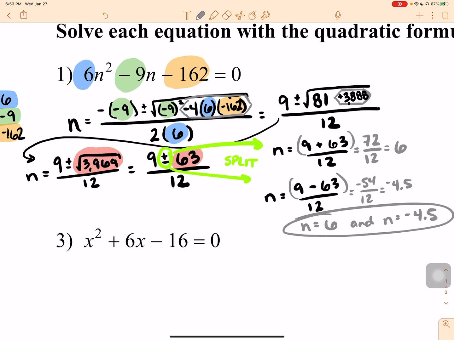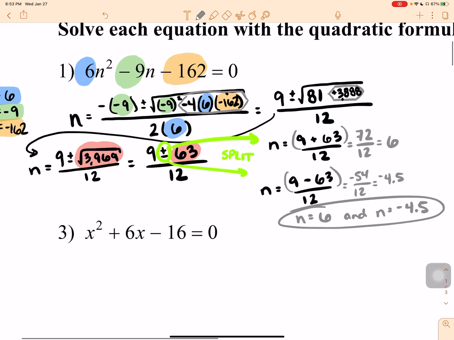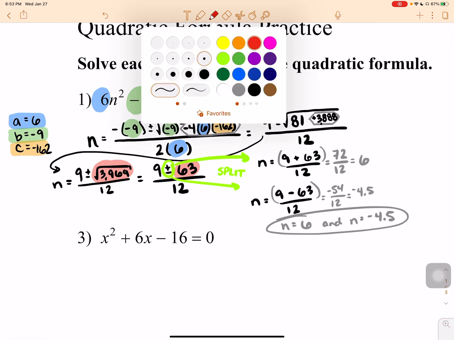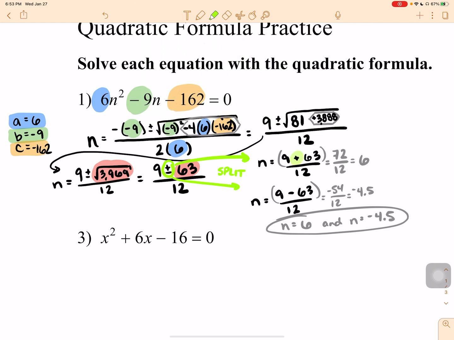All right, so make sure you pause the video if you missed any of that. Just to emphasize too, this is where we split the plus and minus right there, just so you don't forget.